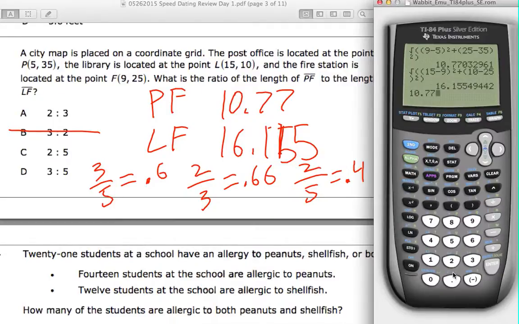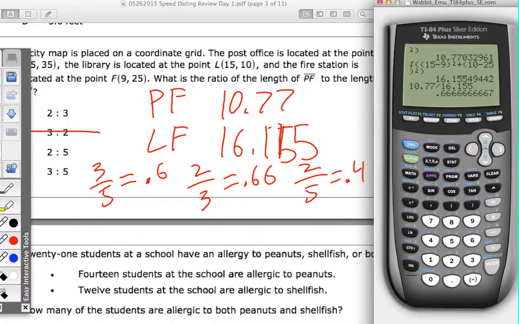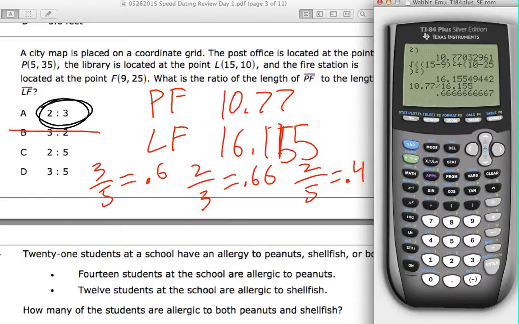So we'll do 10.77, that's our PF, divided by 16.155, that's our LF. And look at that, man, it comes out so close to 0.666666667. So in other words, these two numbers, when you divide them, it's basically the same as 2 divided by 3. So it lets us know that answer choice A is correct.